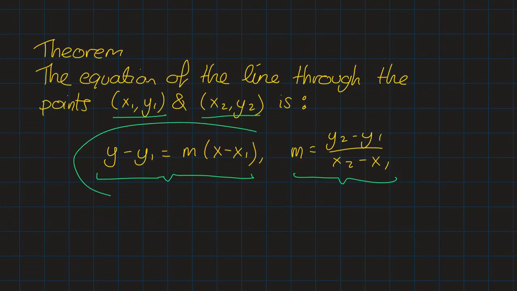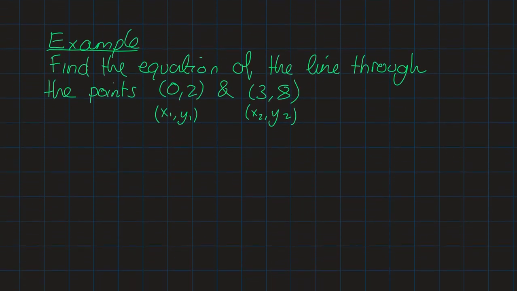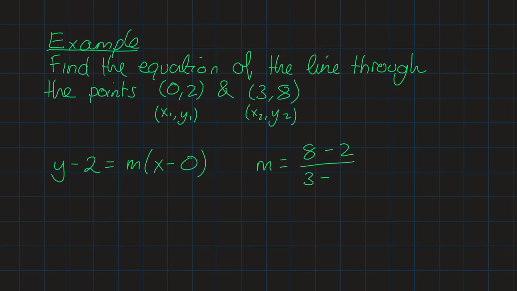And then you just apply this theorem. So you use this equation. The equation of the line is going to be y minus y1, and y1 is 2, equals m times (x minus x1), and x1 is 0. If we remember, m is going to be (y2 minus y1) divided by (x2 minus x1), which is 6 over 3, which is 2. So that means that the equation of the line is y minus 2 equals 2 times (x minus 0). And if this was the question you got in the exam, then this would be a sufficient answer.